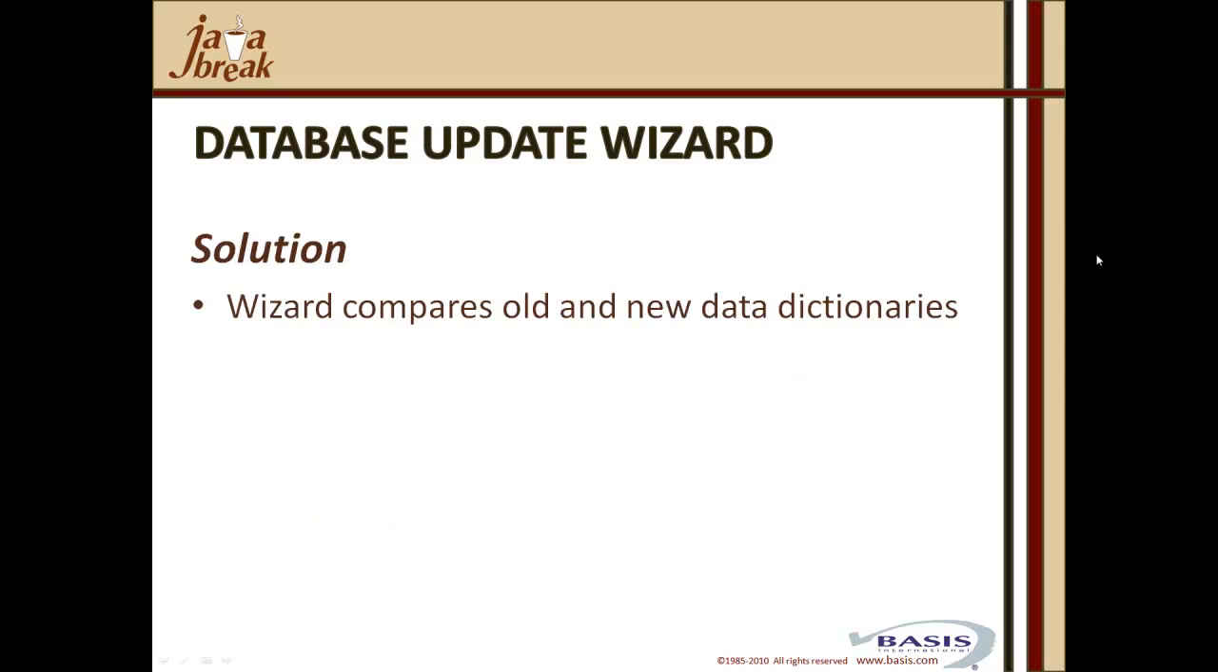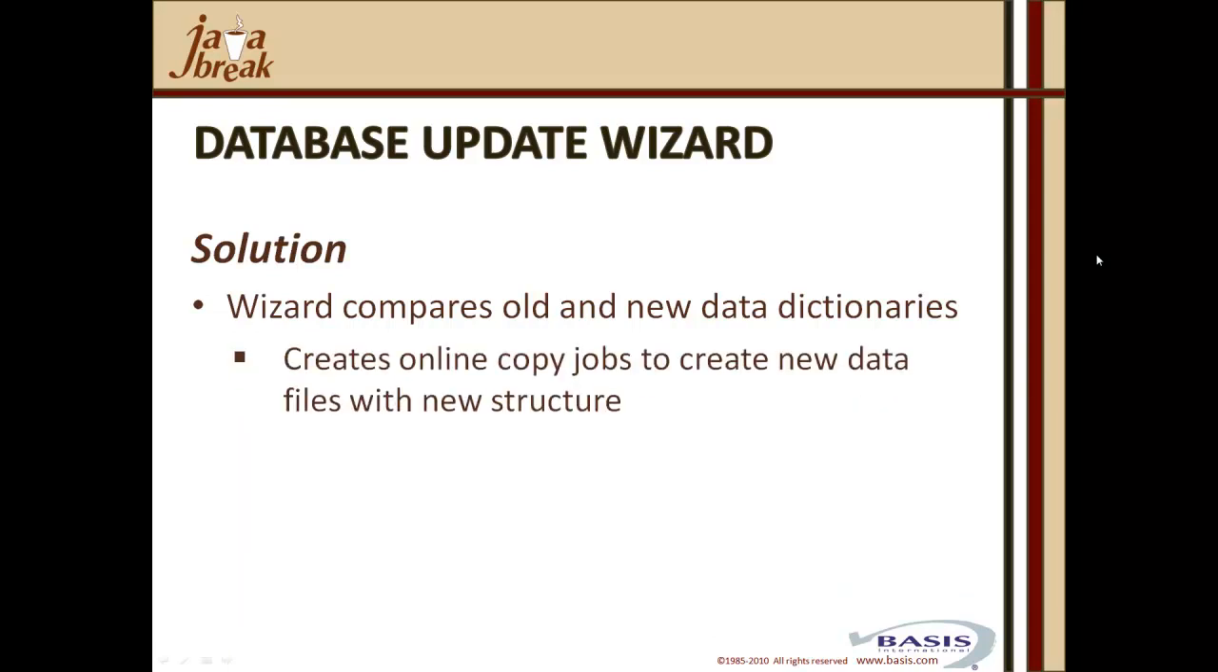The solution is that the wizard compares the old and the new data dictionary. So you just lay down the new data dictionary, and if you don't already have one, create one for the old database tables, the M-keyed files that you have. And the wizard will compare those two and create online copy jobs to create the new data files with the new structure. So it gives you some ability to interact with the wizard to selectively retain certain columns.